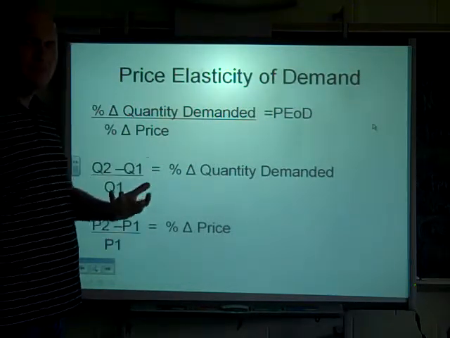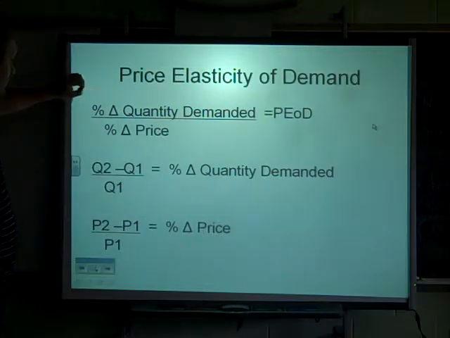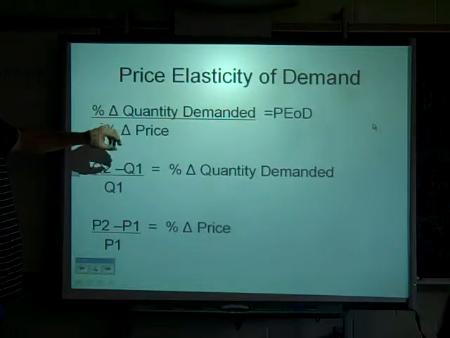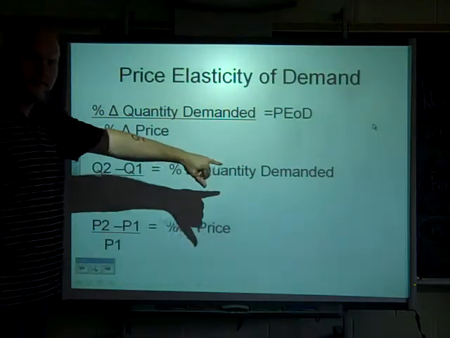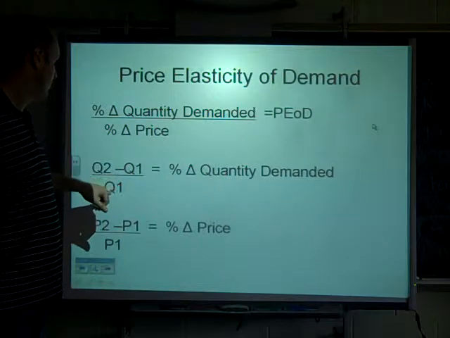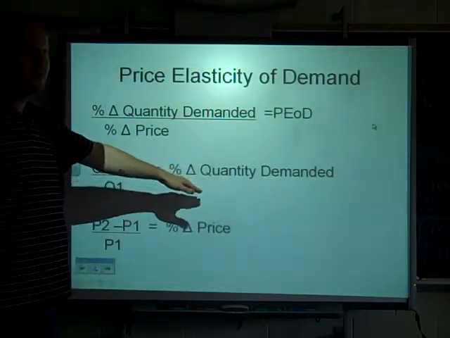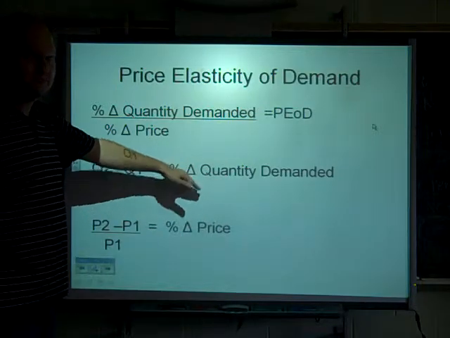So what we have to do when we're solving this is figure out the percent change in quantity demanded over the percent change in the price, which means we're going to have to figure out percents as well. Q2 minus Q1 divided by Q1 is going to give us a percentage change. We can express that percentage as a decimal, but it's still got to be the percentage change.